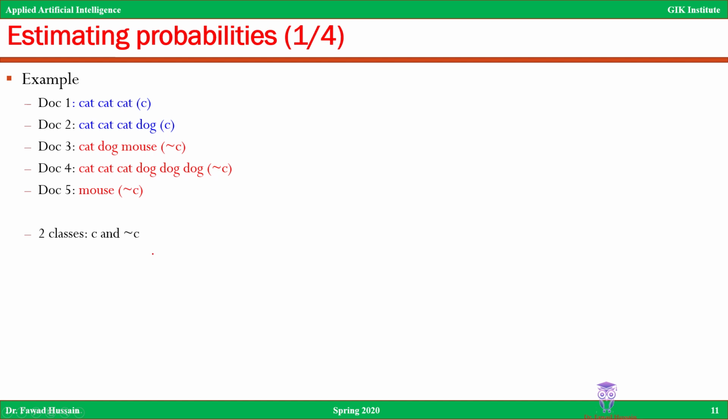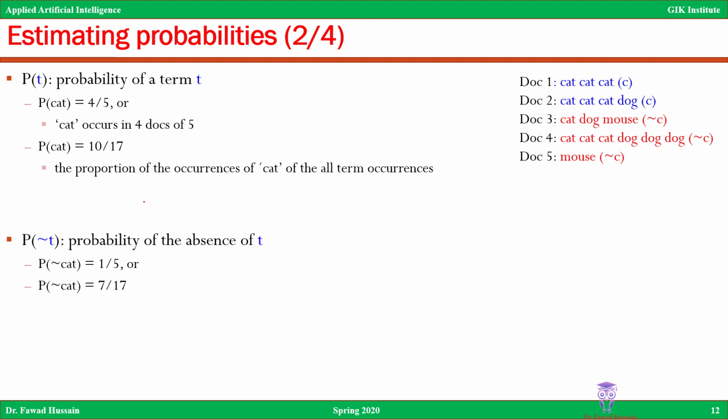So these are the words. So we have cat, cat, cat, cat, cat, cat, dog, cat, dog, mouse, and so on. This is a toy example to illustrate how we are going to calculate the information gain on the terms and then decide which term to keep and which one to discard. I've kept the example on the right side for reference.